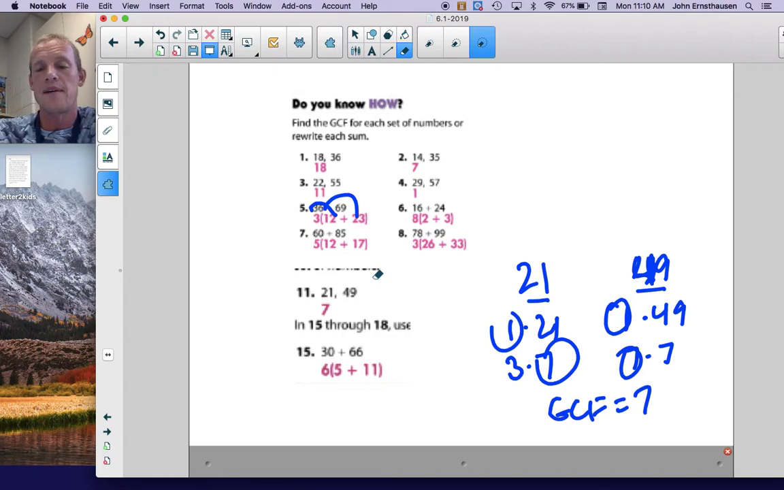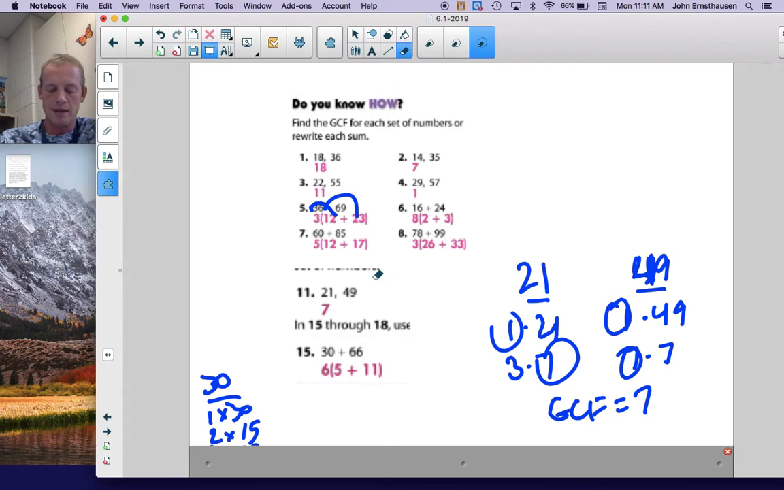Okay. Number 11, for 21 and 49, the GCF here is 7. You see my list. There's a 1 in common. There's a 7 in common. 7's bigger. For number 15, same thing I'm talking about. I'd love to see these lists on the side. And I know some of you are like, Mr. E, I can just do these in my head. I get that, but I'm really worried about simple mistakes as we do these. So listing them out seems to be the best way to prevent that.